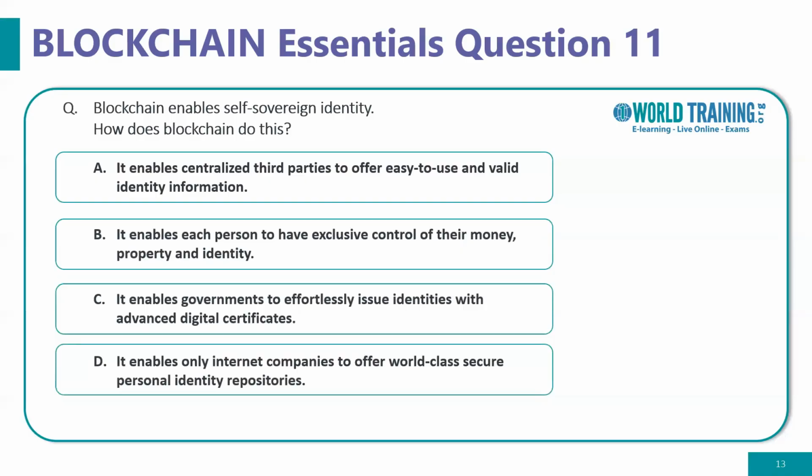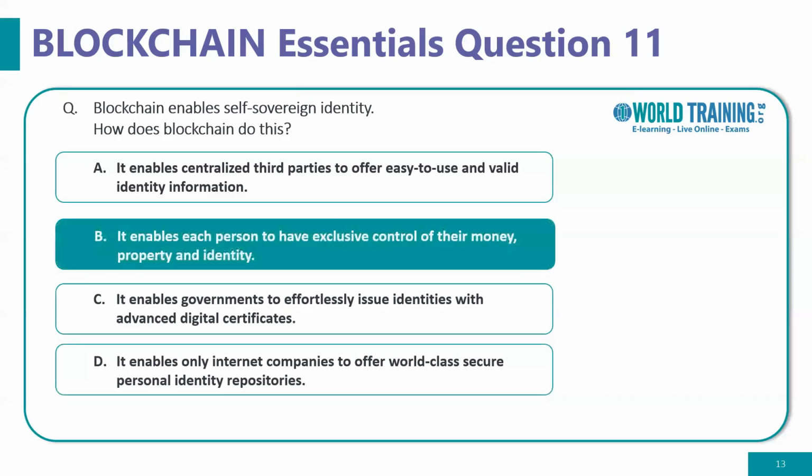Option C is it enables the government to effortlessly issue identities with advanced digital certificates. And option D is it enables only internet companies to offer a world-class secure personal identity repository. So the answer is option B. It basically allows each person to have exclusive control of their money, property, and identity. So individuals can take control of it.